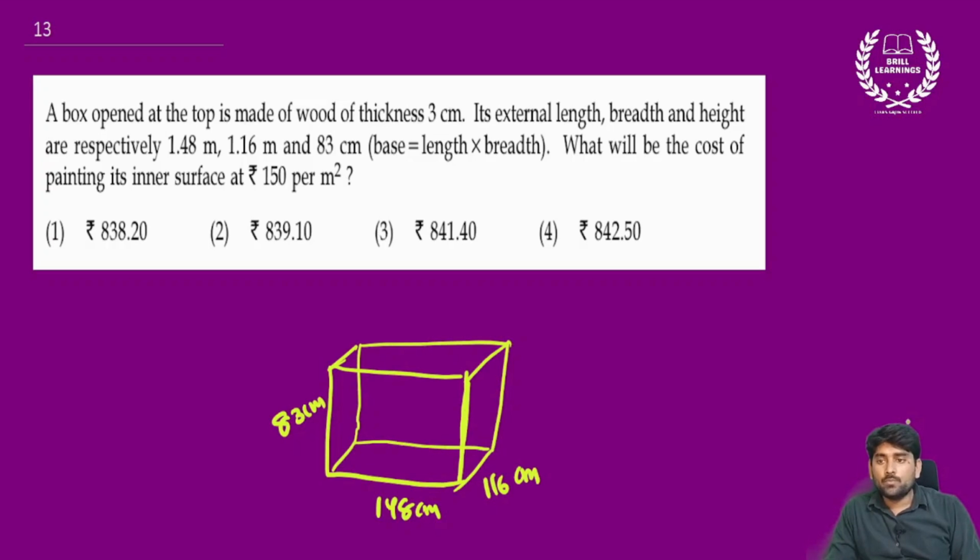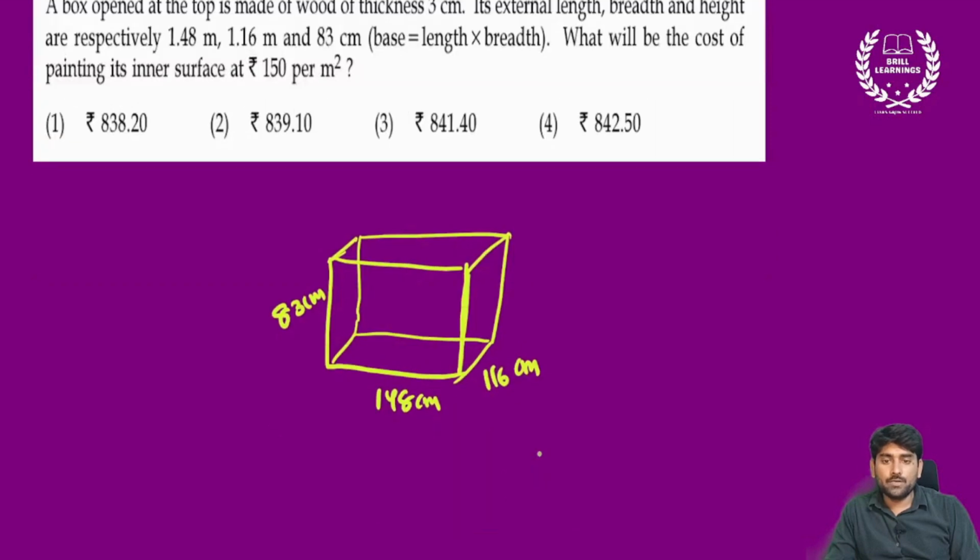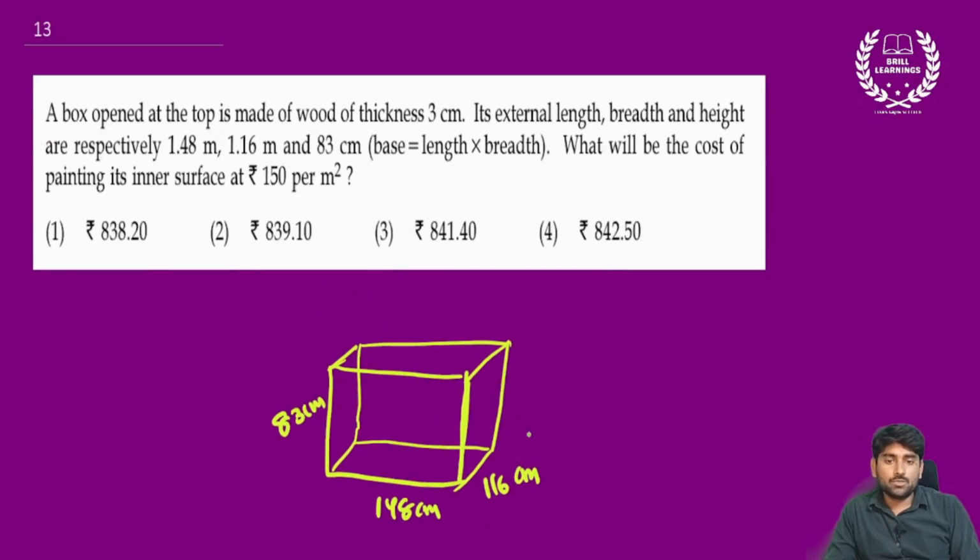So in order to paint the inner surface area at 150 rupees per meter square, what will be the cost? Okay, total cost we need to find, but thickness is 3 centimeters. So there are new dimensions which we need to paint. I'm drawing here.